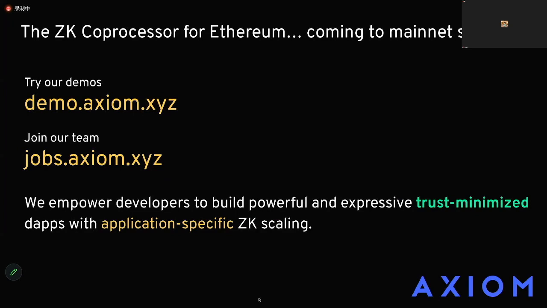To wrap up, we're a ZK coprocessor for Ethereum, and we're coming to mainnet soon. I want to invite everyone to try our demos at demo.axiom.xyz. And if you're looking to work in ZK or enabling crypto applications more generally, you can check out our jobs page at jobs.axiom.xyz. Our mission is to empower developers to build powerful, expressive, trust-minimized applications by providing application-specific ZK scaling solutions. Thanks for having me to talk today.